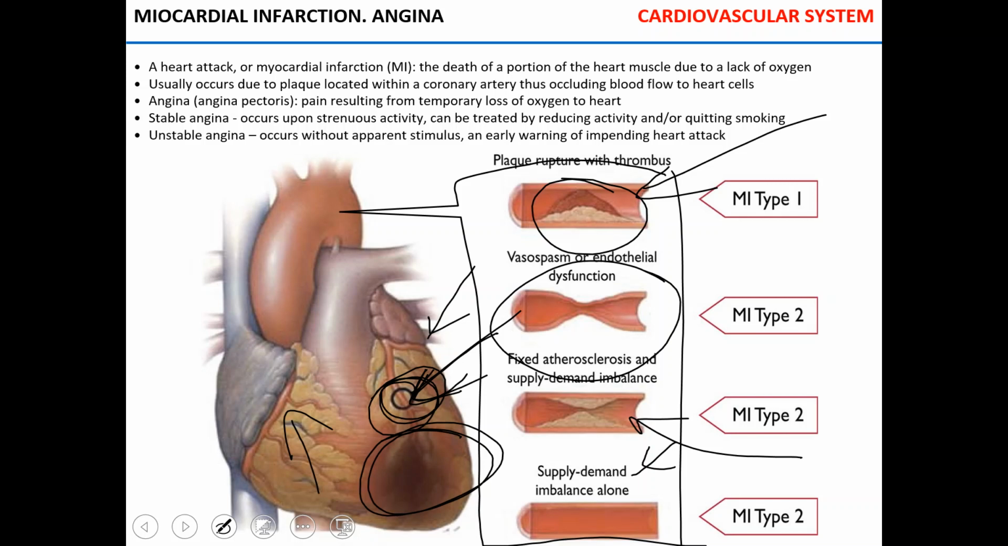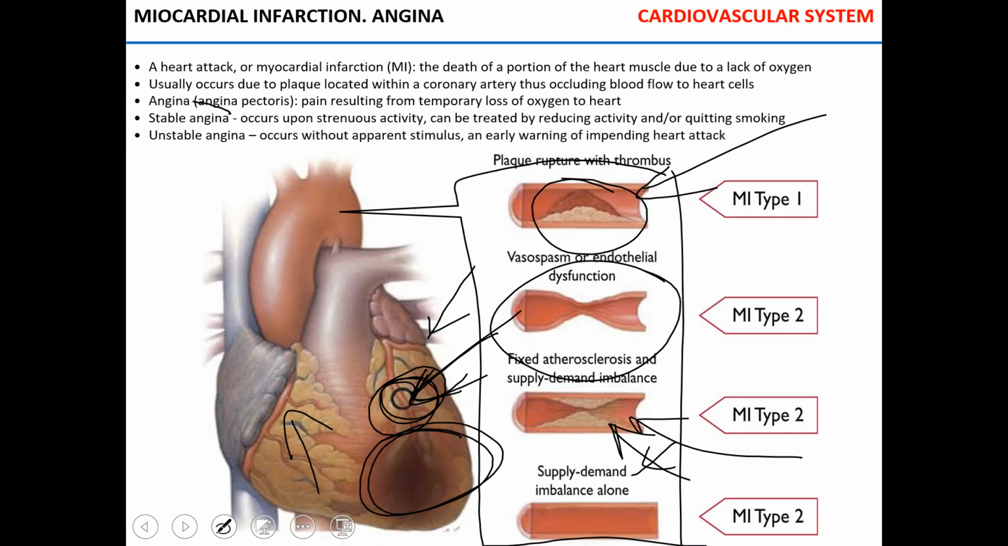So basically what happens, let's say there is an imbalance between the supply and demand, so blood vessels are narrowed down, or there is atherosclerosis that decreases the size of the lumen. So when you exercise, blood flow does not comply with the demand of your cardiac muscle. What can you do about it? Do less strenuous activity. Check your heart.